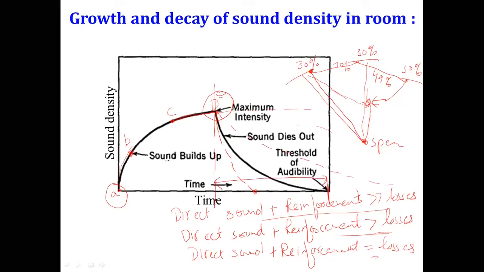ठीक है. So you can design a room where you can control कि ये जो decay है ये कितना fast होगा या कितना slow होगा. That is totally in the control of architecture. And we are going to talk about that, how you can control that. हाँ जी विदित गर्ल.